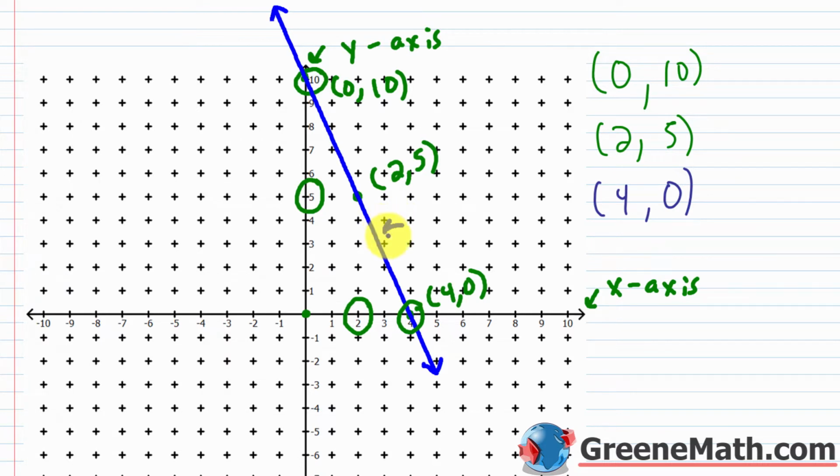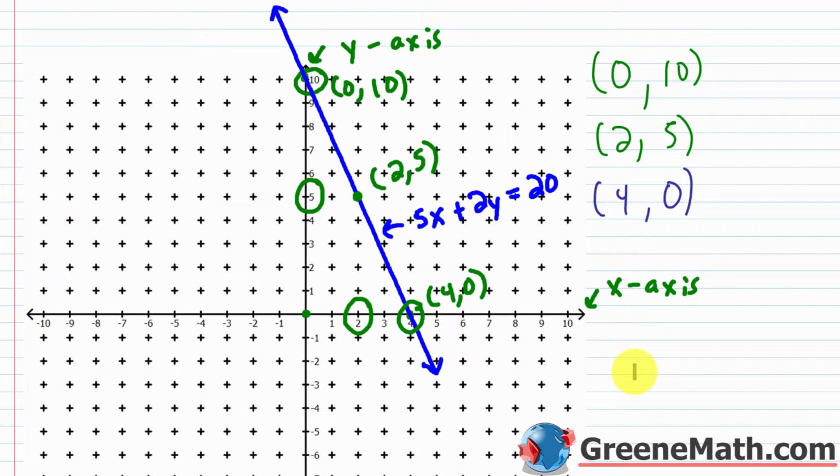And a common thing to do would just be to label the line. So 5x plus 2y equals 20. This line, again, represents the solutions to this equation. Now, there's a very important concept that I want to cover with you real quick. The concept would be that of an x-intercept and a y-intercept.